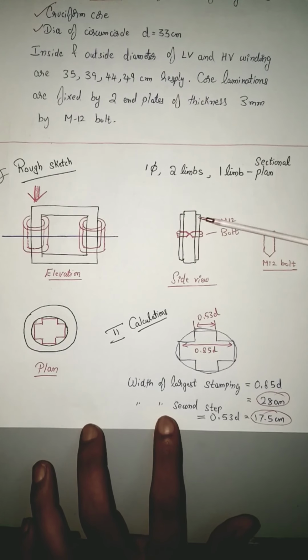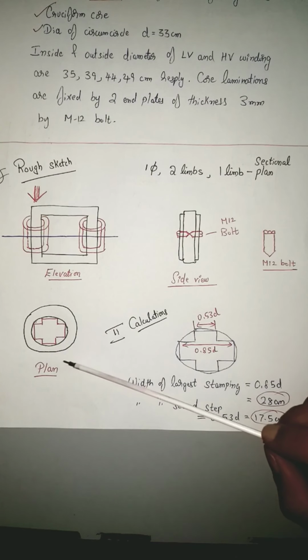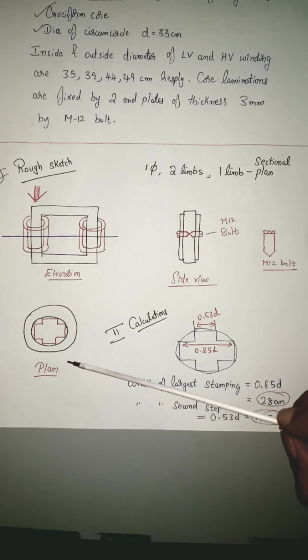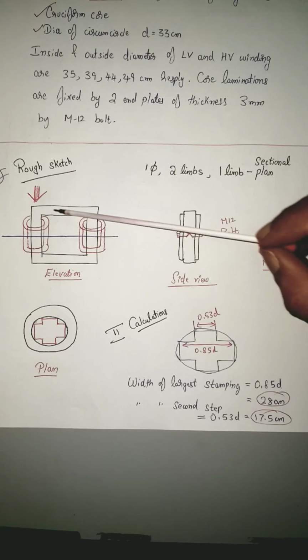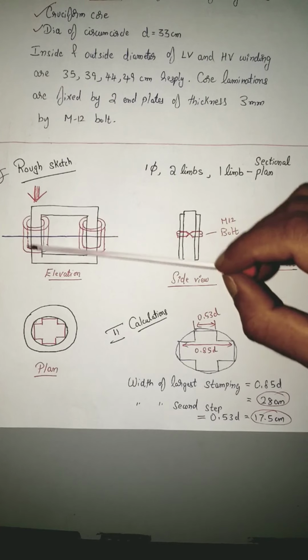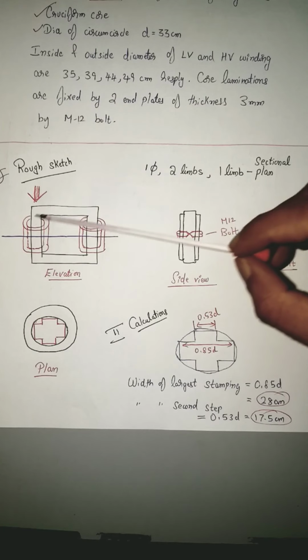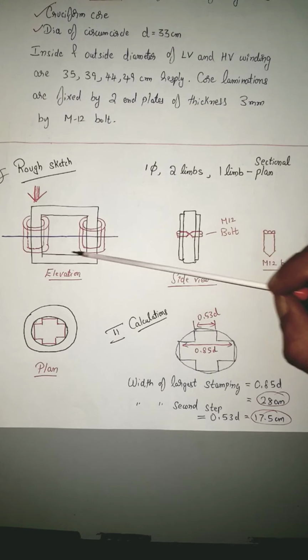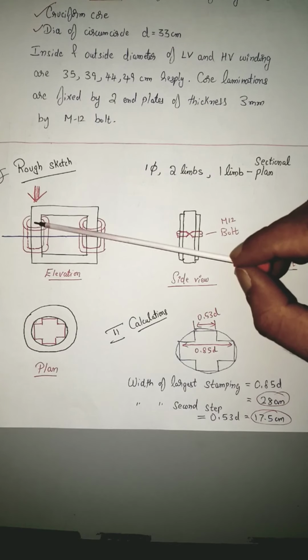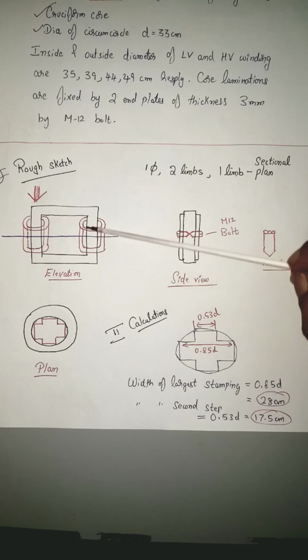So ultimately in this problem you are supposed to draw this. See, imagination is very important here. So I repeat this once again. This is the front view of the transformer, elevation of the transformer, where you are having the core, two limbs are there. On both the limbs you are having LV and HV windings.